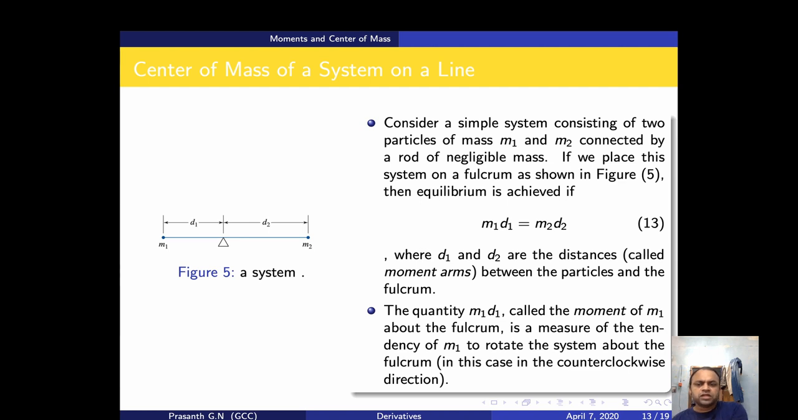In that case, the rotation is in the anti-clockwise direction.